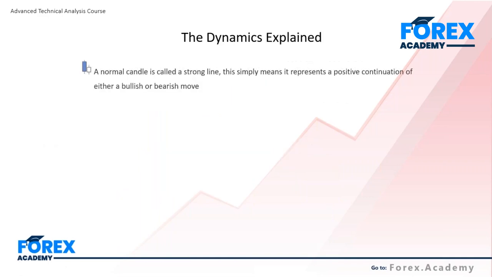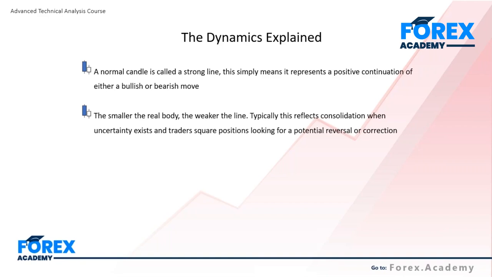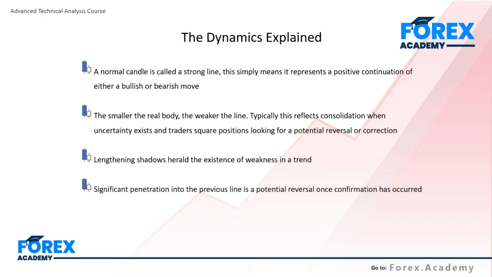Okay, so just to recap a few points that we've highlighted. A normal candle is called a strong line. This simply means that it represents a positive continuation of either a bullish or a bearish move. The smaller the real body, the weaker the line in terms of using the typical terminology that we would imply. Typically, this reflects consolidation when uncertainty exists and traders tend to square positions looking for a potential reversal or a correction. If we observe lengthening shadows, these could herald the existence of some weakness in a trend. Furthermore, they would also identify potential support and resistance levels.